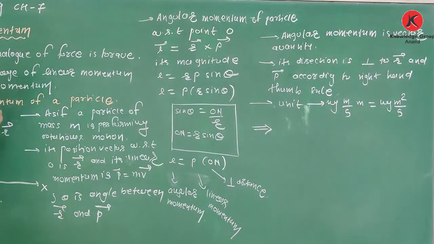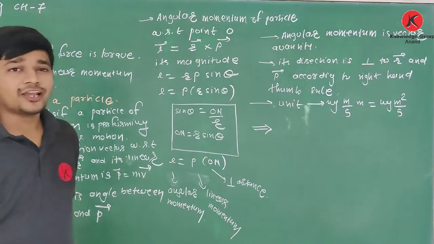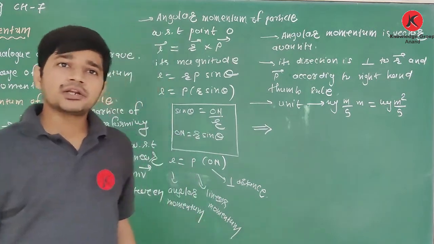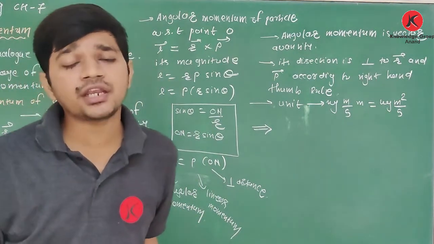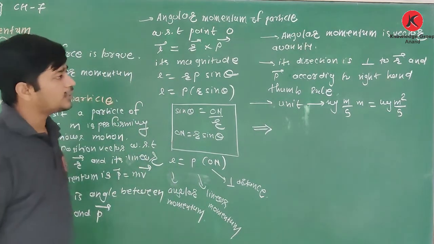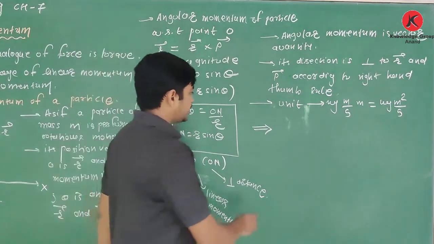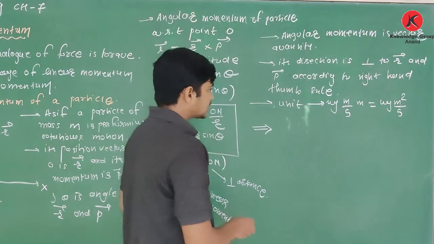This is the angular momentum of a particle. If you are given more than one particle, then how to find angular momentum? So, angular momentum for a system of particles.